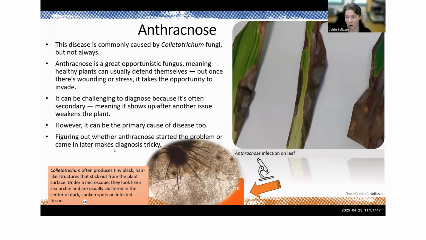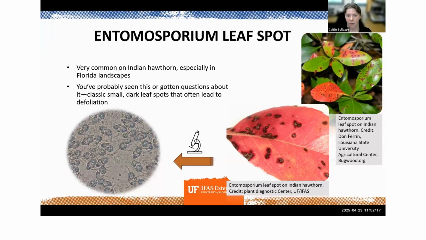So this was taken just from a camera. This is under a light microscope, but you will be able to see these black hair-like setae pointing out under a dissecting microscope. But of course, the problem is figuring out if this is primary or secondary, because it is very often a secondary pathogen. It moved in after the tissue was dead. So that's the struggle with Colletotrichum or anthracnose, whichever one you want to say.